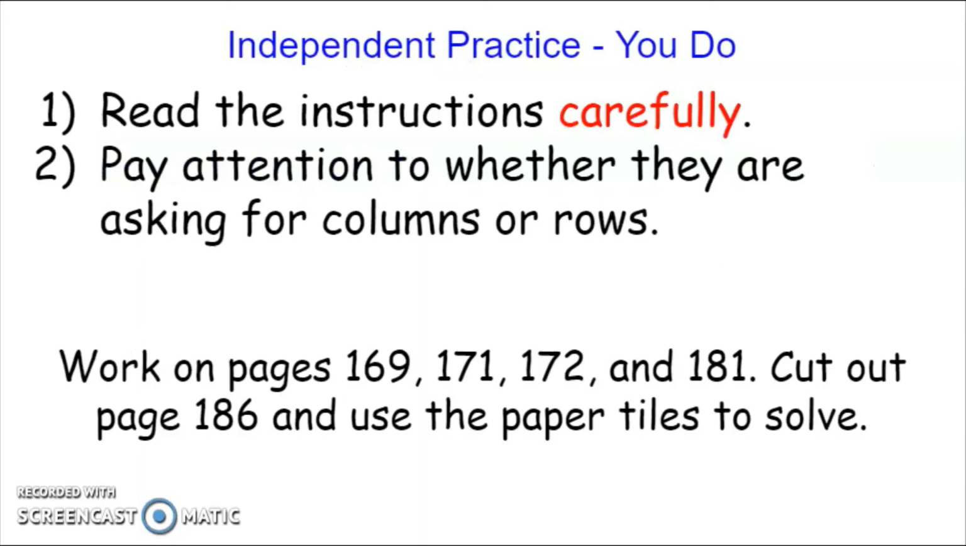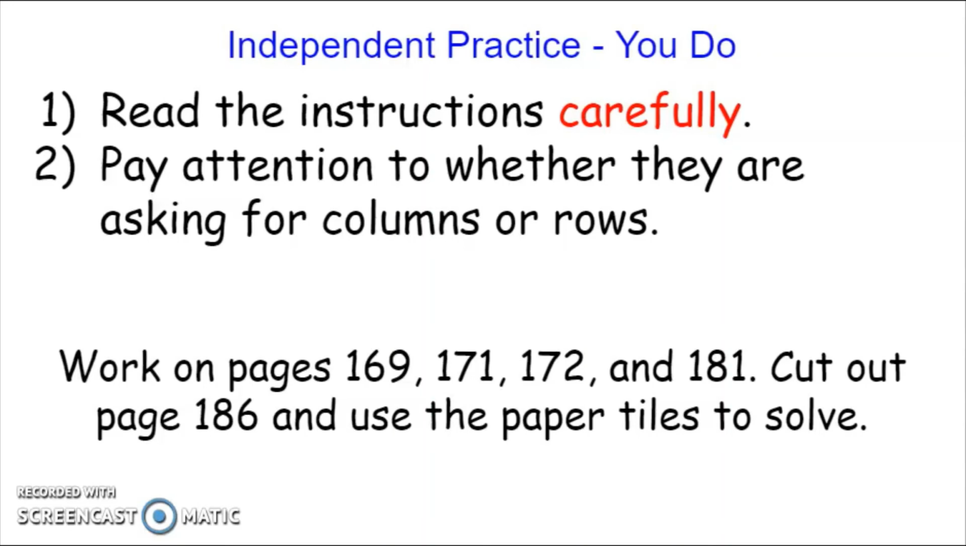As you get ready to move into your independent practice and your exit ticket, please keep these 2 things in mind. Number 1, read the instructions carefully. Number 2, pay attention to whether they are asking for columns or rows. If you forgot what columns and rows are, please go back and rewatch the math vocabulary part of this video. It's very important that you know how to tell the difference between columns and rows.